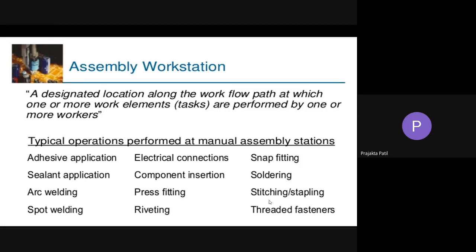There's one thing which I need to discuss once again a little in detail, that is the assembly workstations. As already told, an assembly workstation is a designated location along the workflow path at which one or more work elements, that is tasks, are performed by one or more workers. Okay, and we know these are the different types of operations that are performed at manual assembly stations. You can just read the different types of operations. So this I have already discussed. But then there is this concept of manning, the manning level. Okay, manning level is something that we need to understand here.